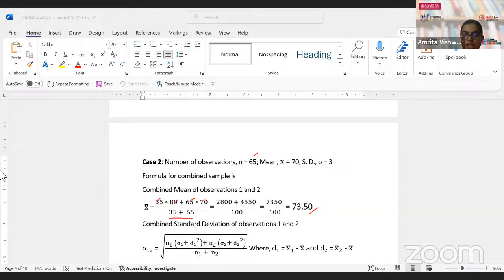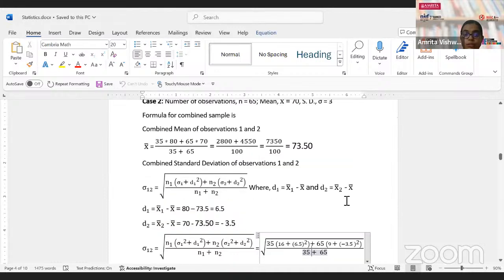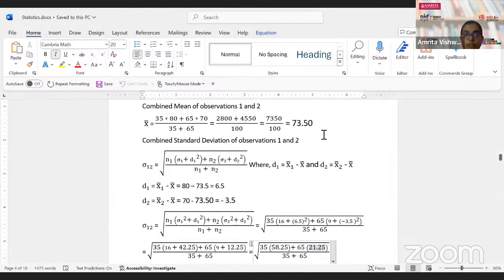Now, the question is asking you to find the standard deviation of this combined data. When it comes to finding the combined standard deviation, you need to remember this formula. This is very, very important. The formula is: the combined standard deviation sigma is equal to the root of [n1 into (sigma 1 square plus d1 square) plus n2 into (sigma 2 square plus d2 square)], divided by n1 plus n2. I'm sorry, I had missed a square there.